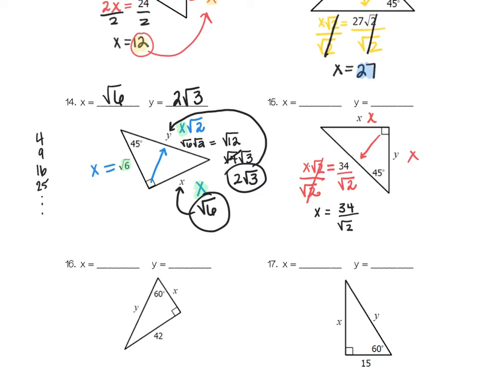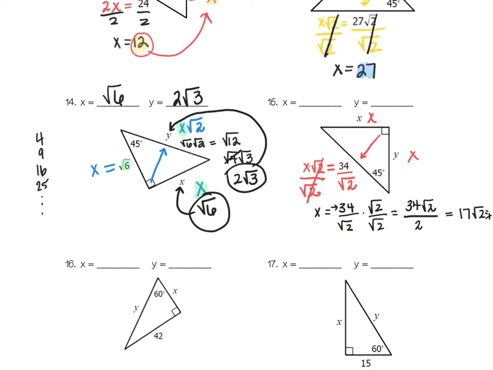But we're not allowed to leave radicals in the denominator. So I multiply by square root of 2 over square root of 2. I multiply across the numerator. 34 times square root of 2 can't be combined because they're not both in a radical. So they just sit beside each other. 34 square root of 2. Square root of 2 times square root of 2 is square root of 4. And square root of 4 is really just 2. Lastly, 34 divided by 2 is 17. So 17 square root of 2 is our x.